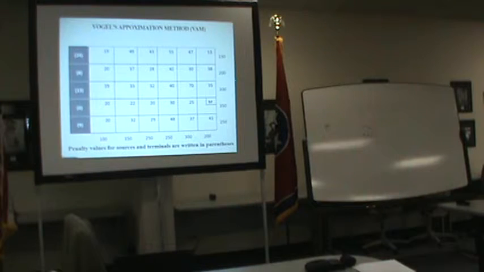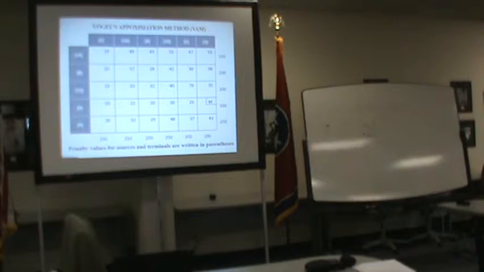Similarly, let's look at penalties for the columns. This is 0 because you have 19 and 19. Now this is 22 and the next one is 32, that's a 10 and so on. Those are penalties for rows and columns. And you put it in parentheses, to the left of the rows and to the top of the columns.